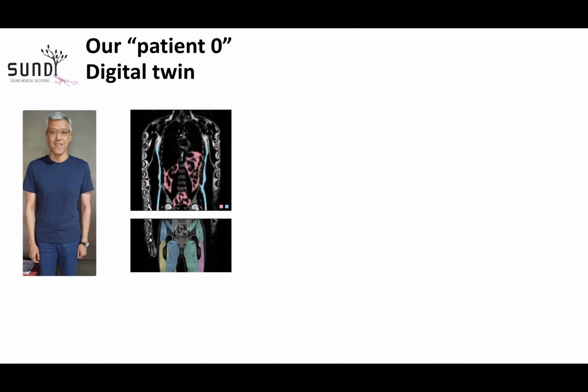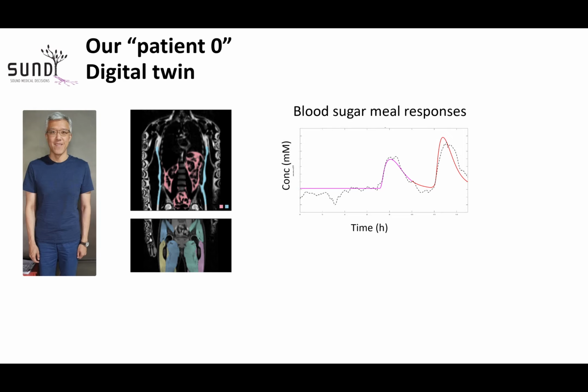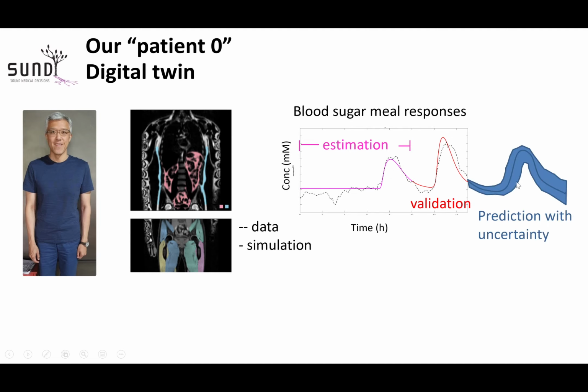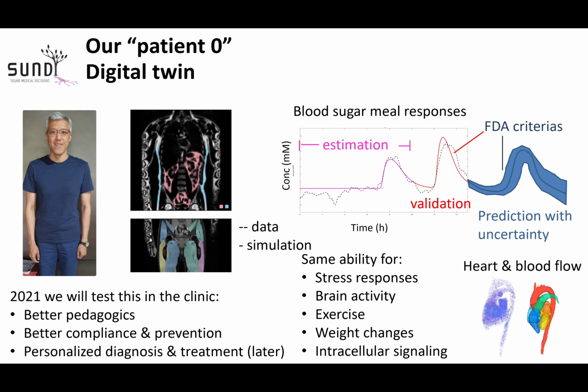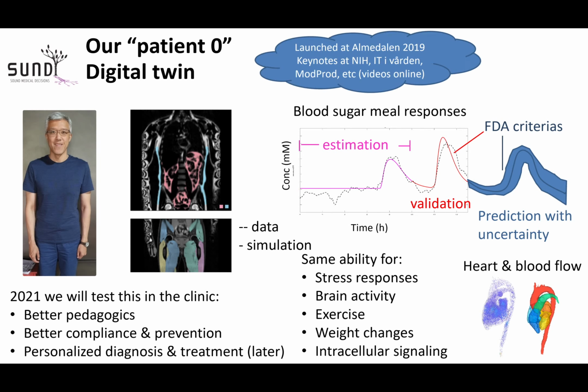So if you look here at one of our digital twins, here you have data and simulation for blood sugar meal responses, you have estimation data, you have validation data. So here you did the validation for the lunch response, you estimate for the breakfast response. Then you can use the model for a dinner response, because that's a very similar application, even though it's a little bit away. And in our model we have all sorts of other things as well, and you can use this to improve pedagogics, better compliance and prevention and so on. So if you want to see our digital twin, there are lots of videos online that illustrate what we can do.